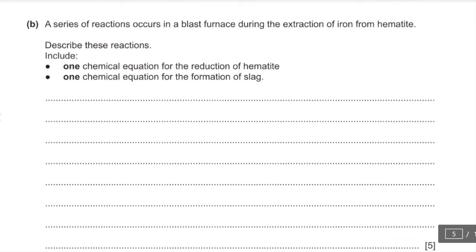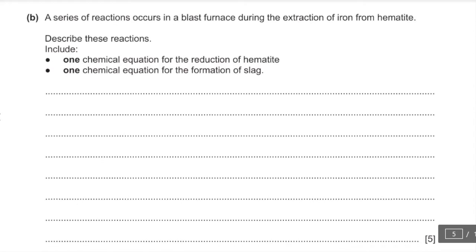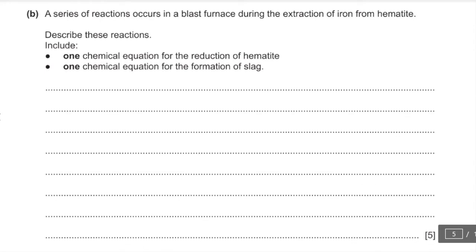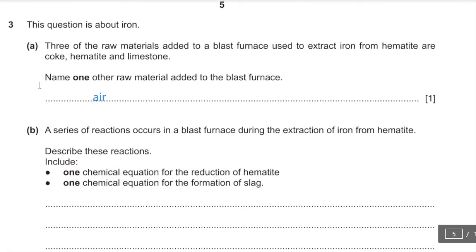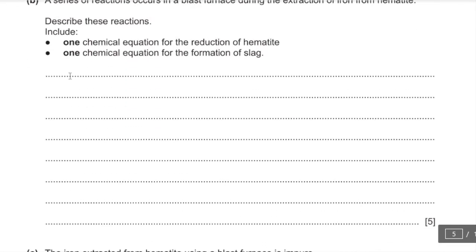B. A series of reactions occurs in a blast furnace during the extraction of iron from hematite. Describe these reactions. Include one chemical equation for the reduction of hematite and one chemical equation for the formation of slag. Alright, so first off, the reaction starts with converting this coke into carbon dioxide to heat the furnace.